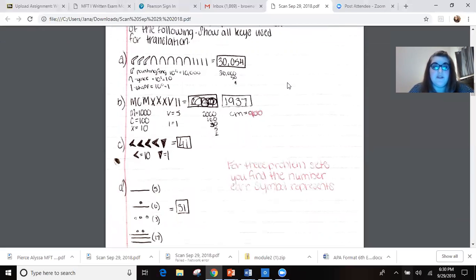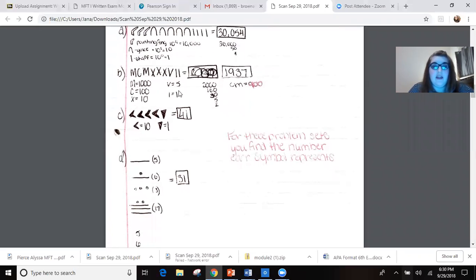Down on B, we have MCM XXXVII. M equals 1,000, C equals 100, X equals 10, V equals 5, and I equals 1. So there we have M, that's 1,000, then CM. With the C coming before the M, you subtract 100, which is what C is, from the M. So that's 900. Then XXX would be 30, V is 5, and then we have 2 I's, so that would be 2. Altogether that should be 1,937.